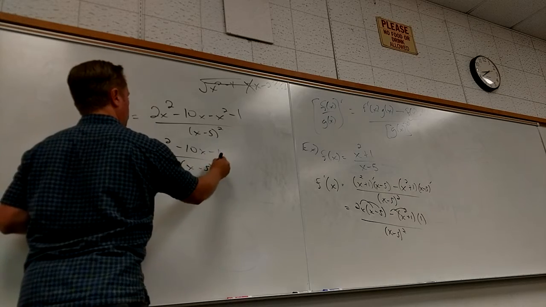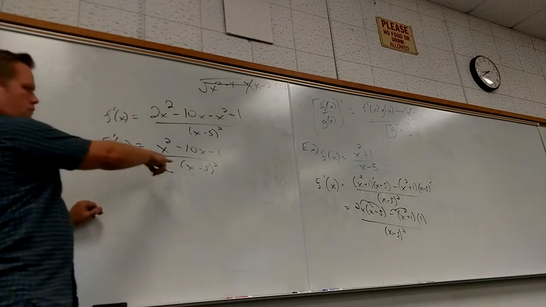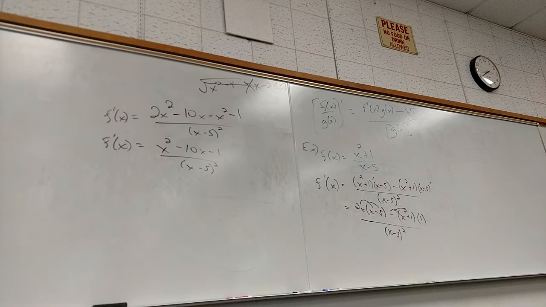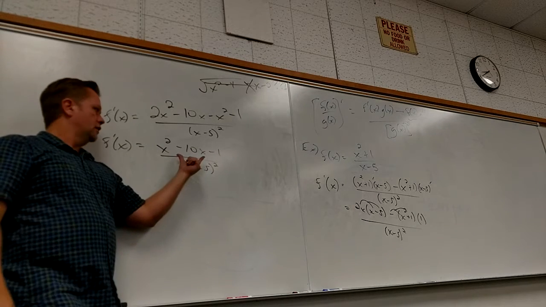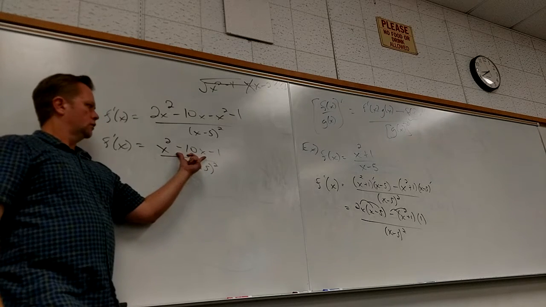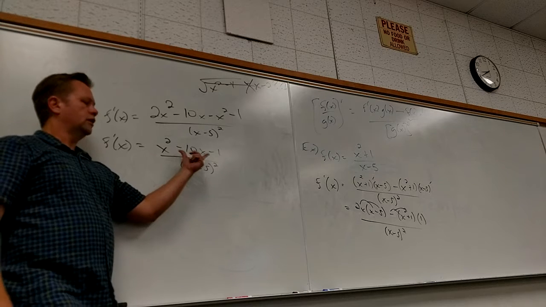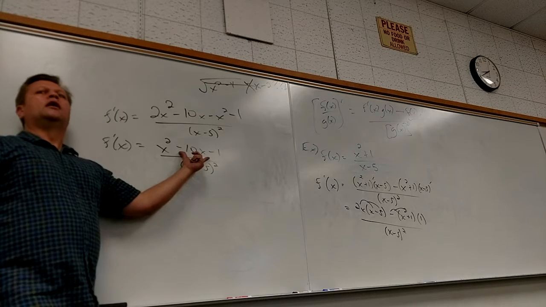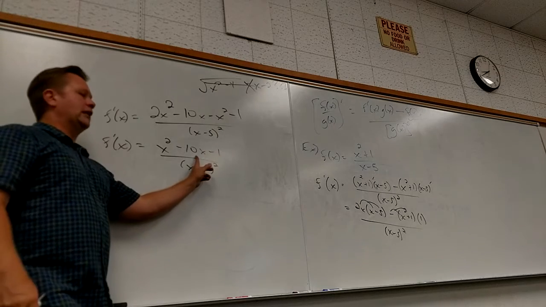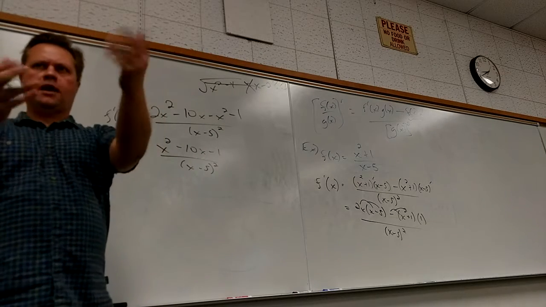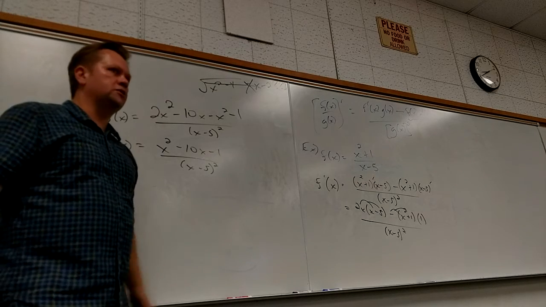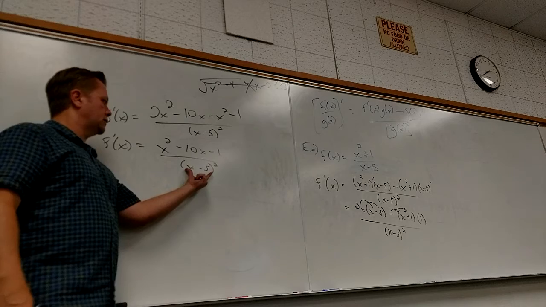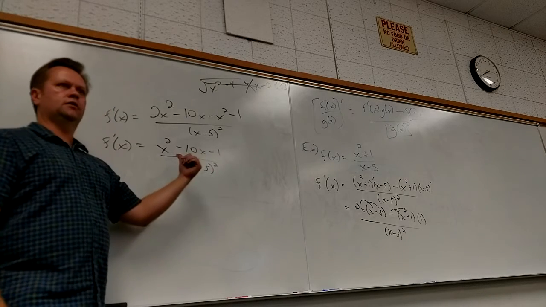Can I reduce this? The only way I could reduce it is if the top had a factor of x minus 5 and I factor the top. Can I factor the top? You need factors of negative 1 that add to be negative 10. If you manage to do that, show me. Now, of course, there are, but they're not whole numbers, are they? So there's no way x minus 5 is going to be a factor of this. So you stop.